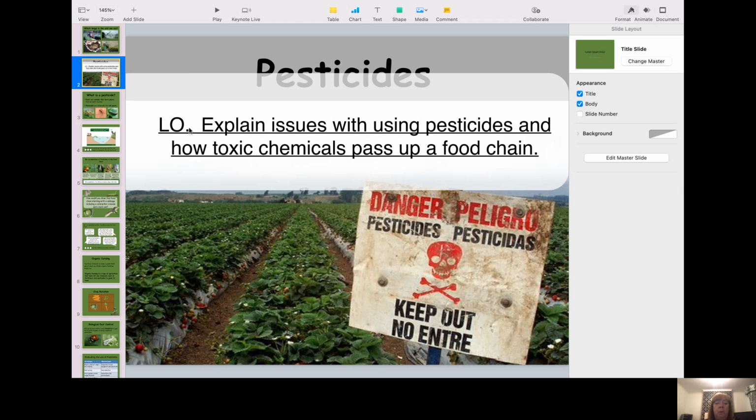So the PowerPoint's all about pesticides, and our learning objective is to explain issues with using pesticides and how toxic chemicals pass up a food chain. Toxic means poisonous, basically. And if you look at the picture here, you have basically a strawberry field that's been sprayed with pesticides, and there's a huge sign here saying danger, keep out. So that gives us the clue that pesticides may not be particularly healthy for us.